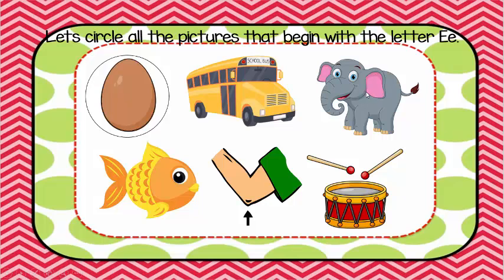We have an elephant. Elephant begins with the letter E. What about a fish? No, this begins with the letter F. What is this? Do you remember what part of our body this is? It's our elbow, and this begins with the letter E. And the last picture is a drum. This does not begin with the letter E.